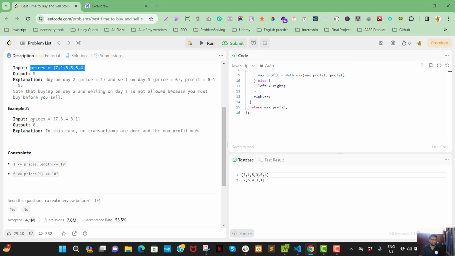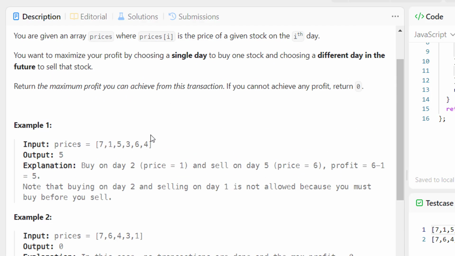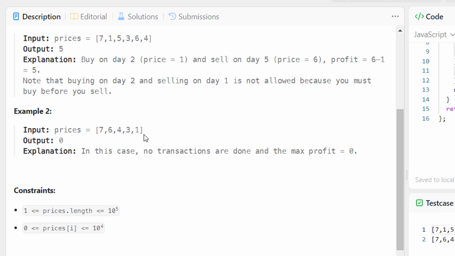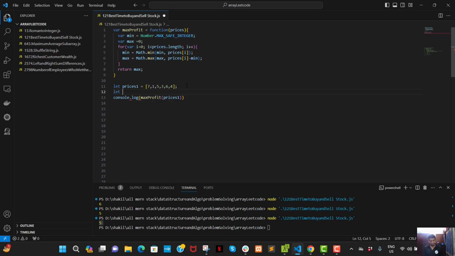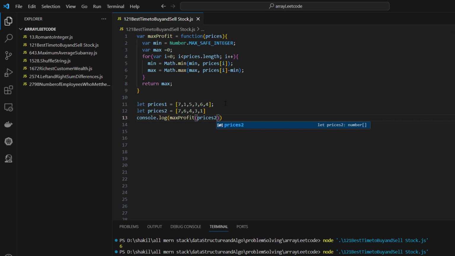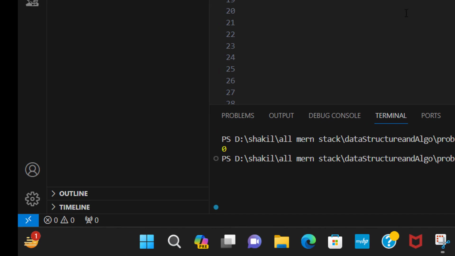Okay. So if we run another test case, say this one, the profit will be 0. It's because say you are buying the stock at 7, but on the following days it is decreasing, so there is no chance to gain profit. In the first case it is mixed, decreasing and increasing, but here everything is decreasing. So no way to gain profit. Let prices2, let's say this. Yeah, it's 0. So we are getting the expected output.